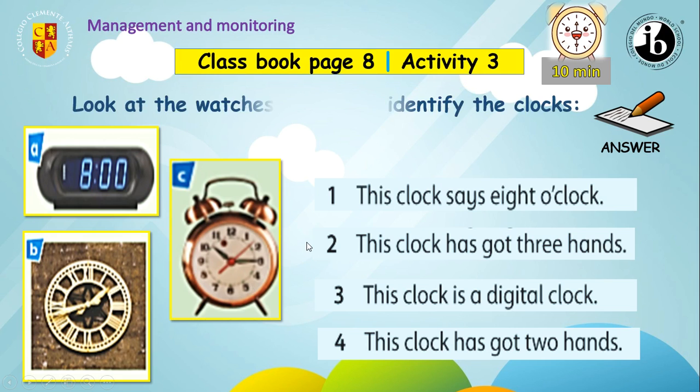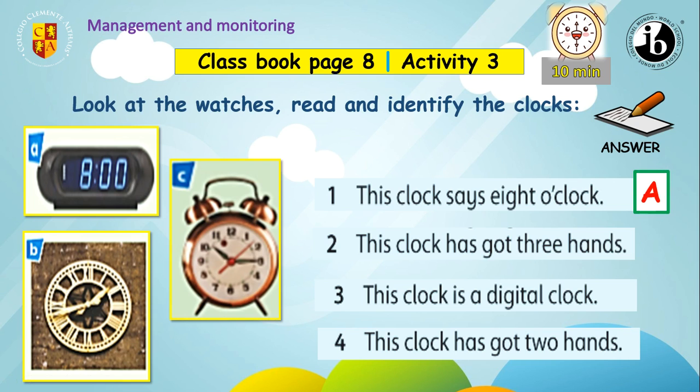Now the activity 3. What do you have to do? You have to look at the watches, read and identify the clocks. Okay, we have to read these statements and we have to identify which is the clock they are talking about. So let's read the first one. This clock says 8 o'clock. Which one of these is 8 o'clock? 8 o'clock. Letter A, B, or C?